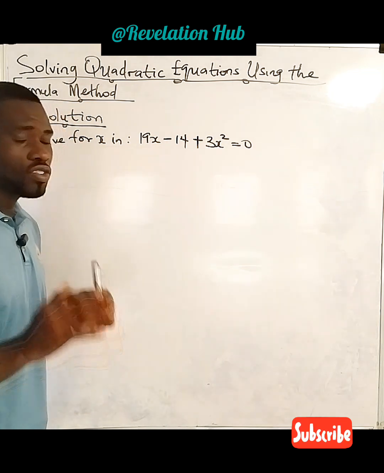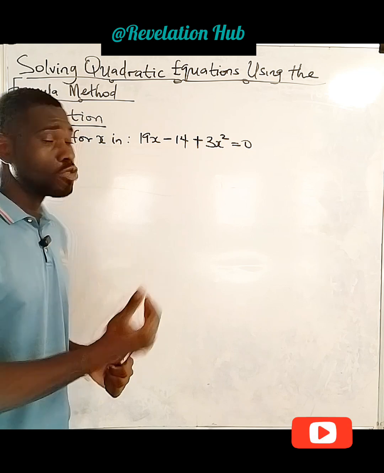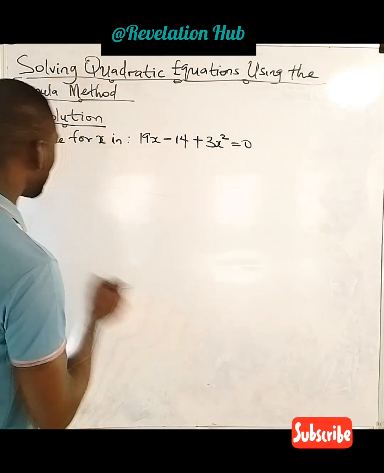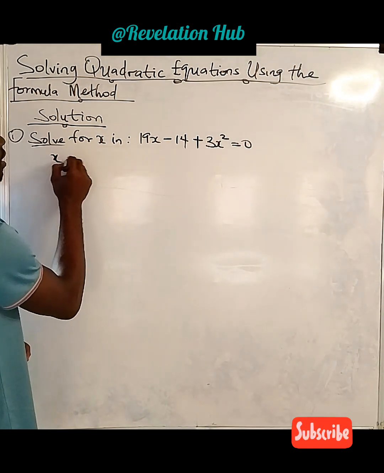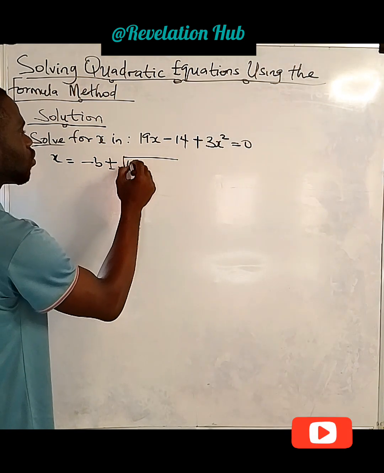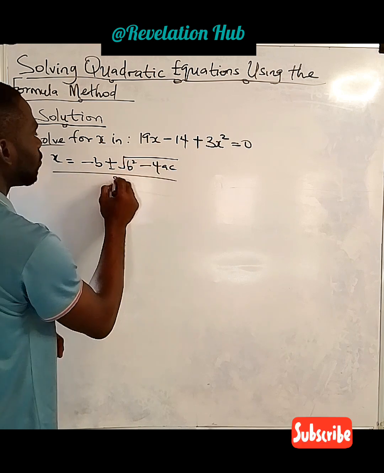Now, don't forget, if you don't know the quadratic formula, there's no way you'll be able to solve those questions using the formula method. So here's the formula. Don't forget, we derived the formula in one of our lessons. x is minus b plus or minus the square root of b squared minus 4ac, over 2a. Don't forget, b squared minus 4ac is called the discriminant.